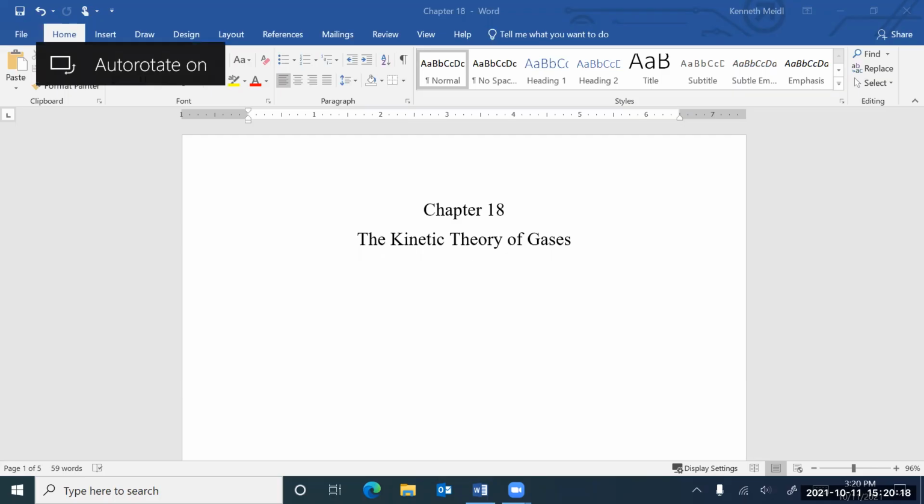It's a little short chapter, and it really has maybe one very, very important result that comes out of it that we're going to be using over and over again. And it's got some other important aspects as well, too. But it's really about the kinetic theory of gases. And it is going to turn out to be a nice way of looking at what's going on with these gas particles that we really can't see.